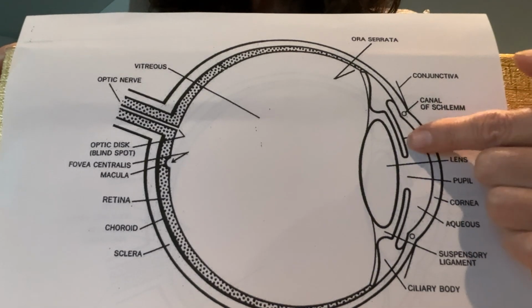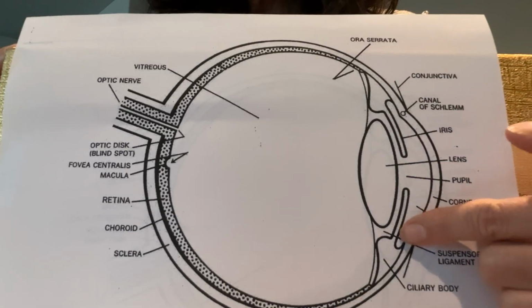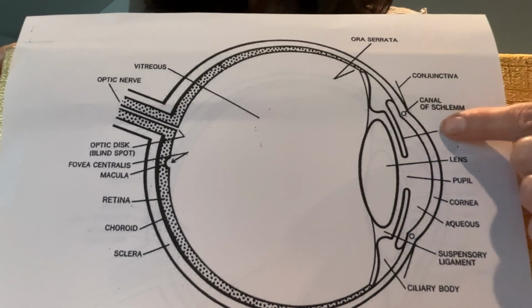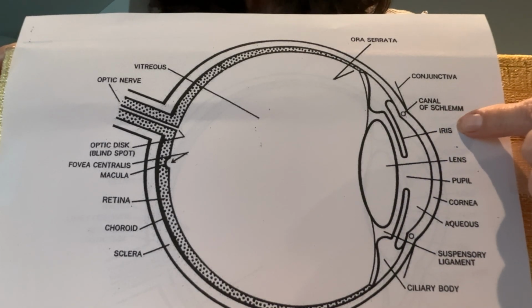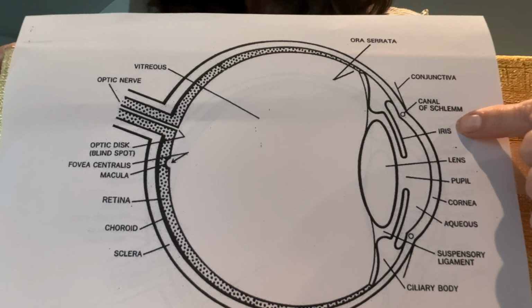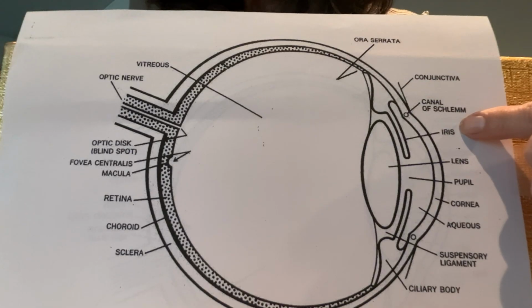Next, we have the iris, here and here. The iris gives the color of the eye. It also holds the pupil, which controls the amount of light entering the eye by enlarging or minimizing the size of the pupil.